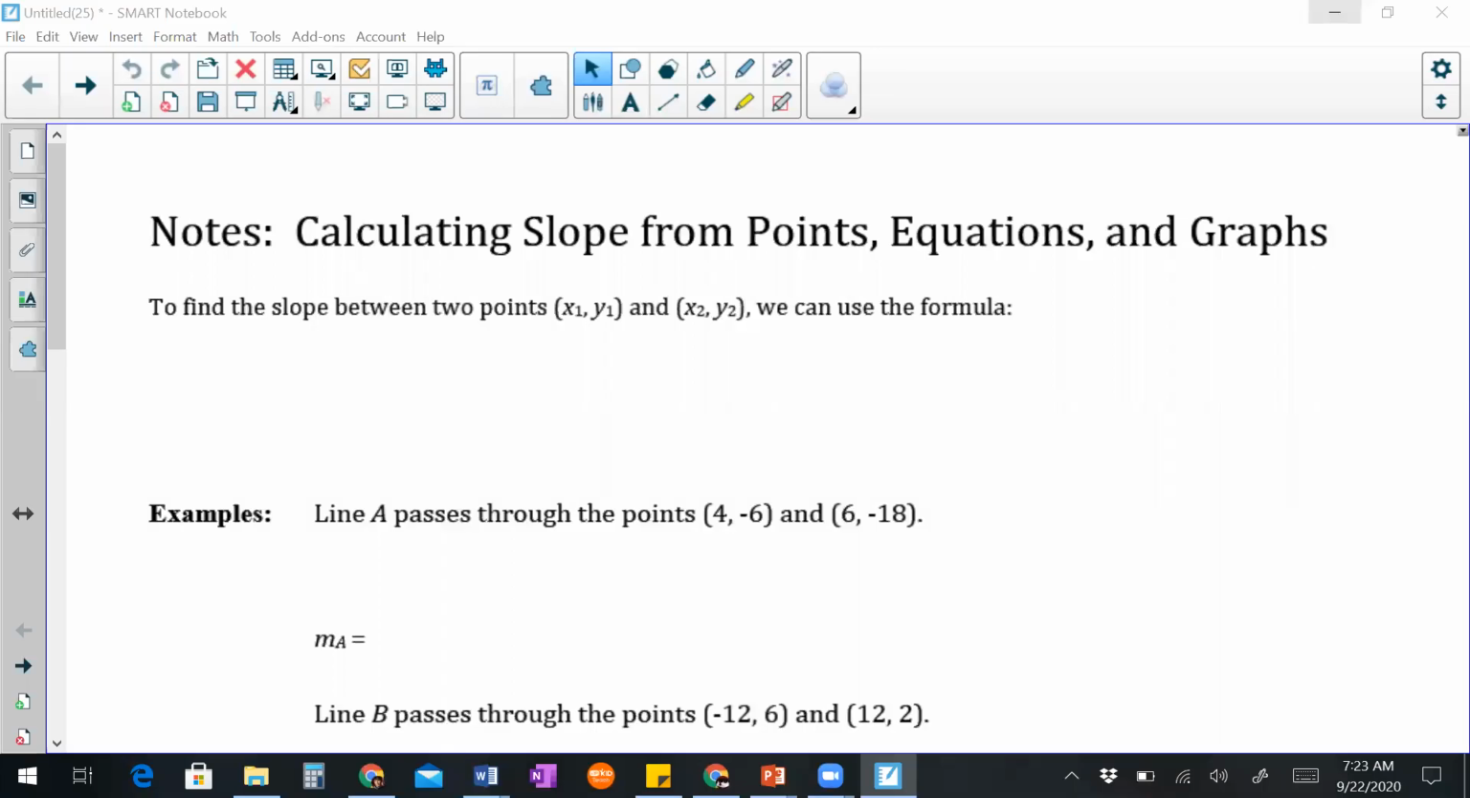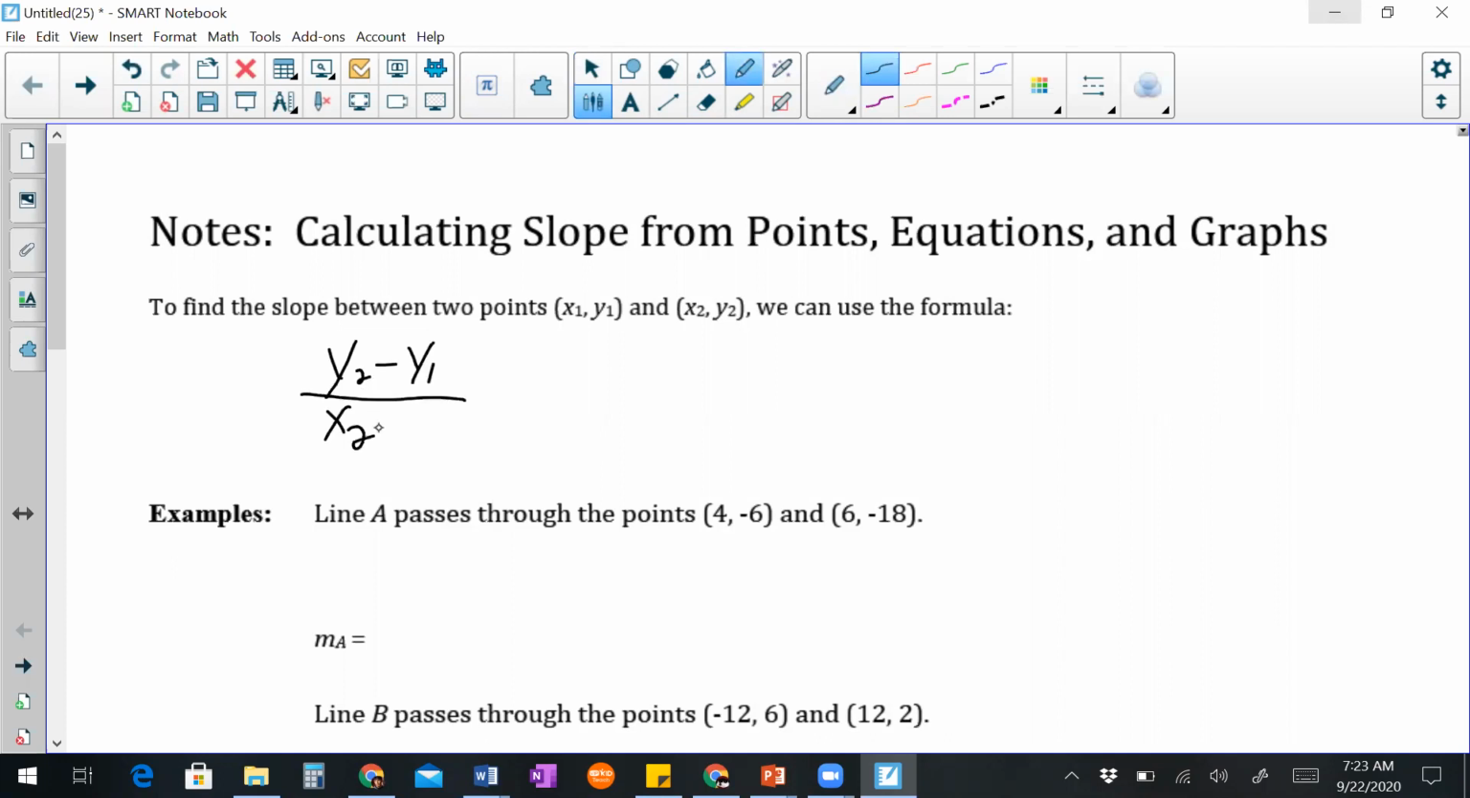All right, today we're working on calculating slope from points, equations, and graphs. Remember, to find the slope between 2 points, x1, y1, and x2, y2, we can use the formula. You all have seen the slope formula before, and it's y2 minus y1 over x2 minus x1.